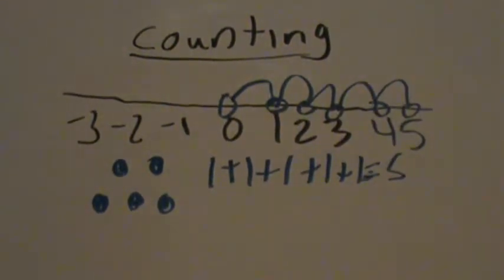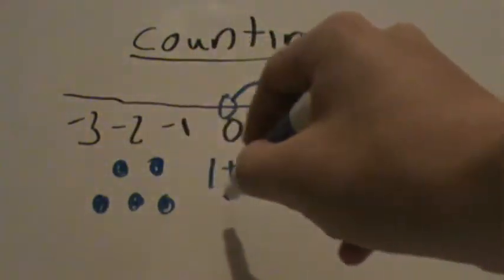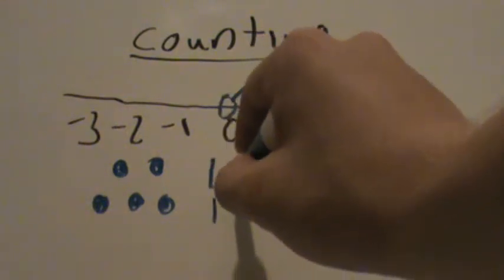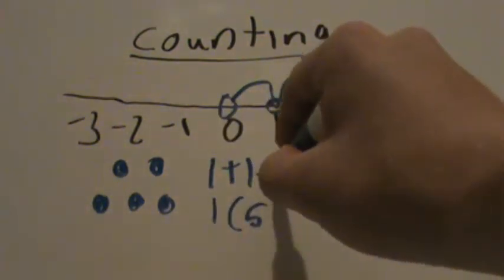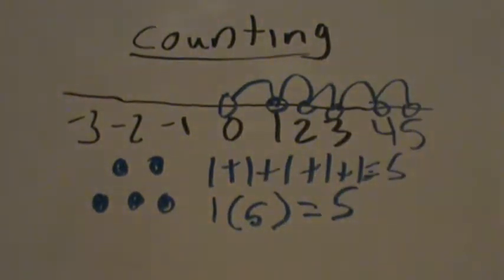Or you might have done, since you saw that you had 5 here, and there was 1 each, 1 times 5, which is equal to 5. Now, that's if you assume that it was one giant bunch.